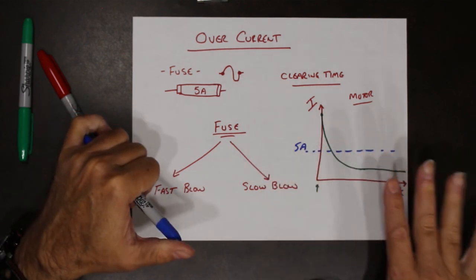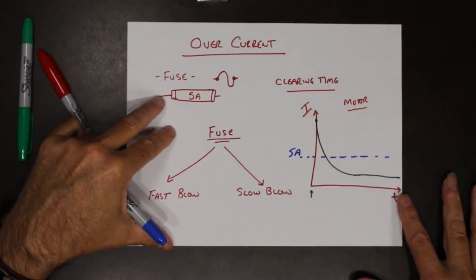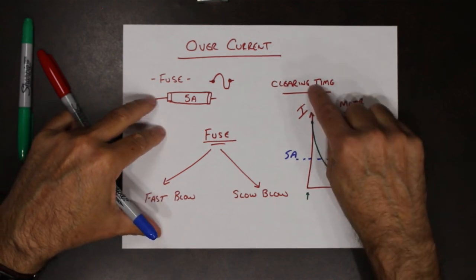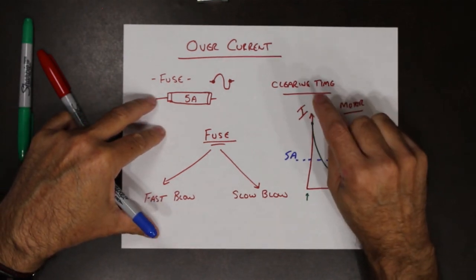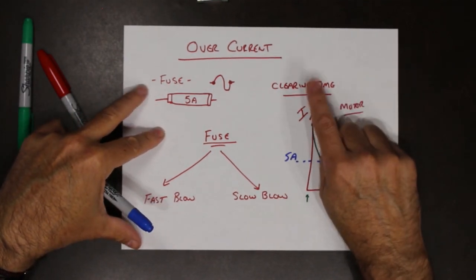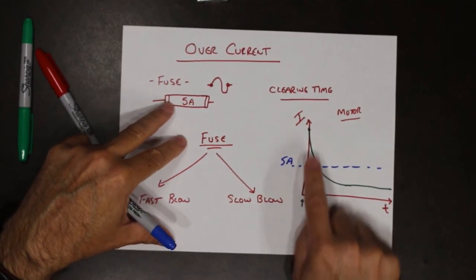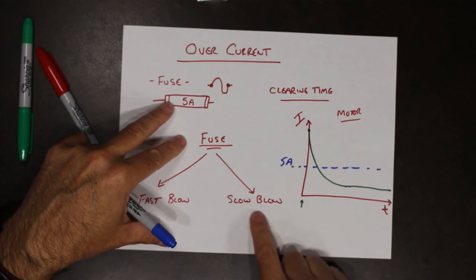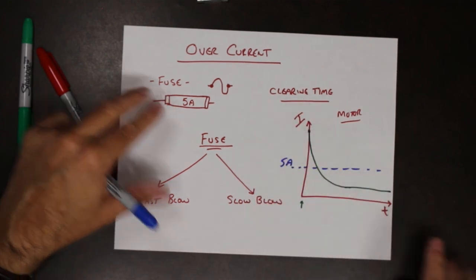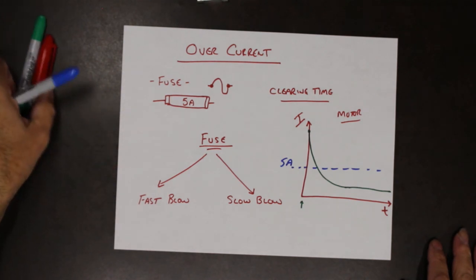So depending on what we want to use the fuse for, do we want to protect something quick? If we want to protect something quick, we want a very short clearing time. That's a fast blow. If we want the circuit to be able to recover from quick spikes, we put in a slow blow fuse, because it takes longer for the fuse to actually blow.